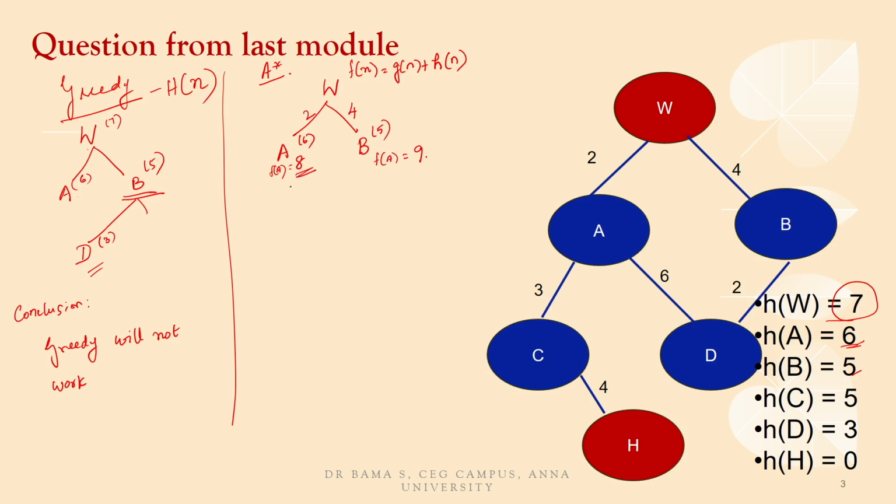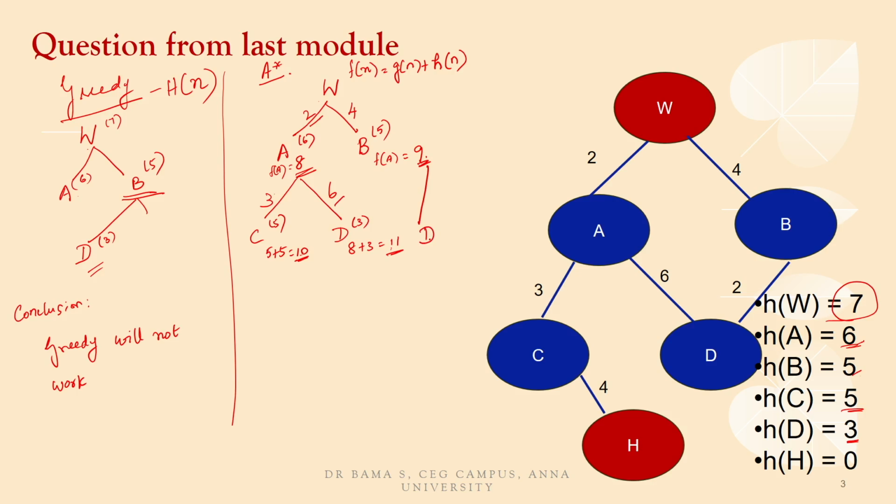This is minimum, so it will take A, and from A it will go to C and D. The costs here are 3 and 6. The total cost for C: g is 3 plus 2, which is 5, plus C's heuristic value of 5, so it is going to be 10. For D, the heuristic is 3, and g of n is 2 plus 6, 8, plus 3 equals 11. So, we have 10, 11 and 9. Remember, again it is a queue, and in the queue we have 9, 11 and 10. This is minimum, so it will branch out B.